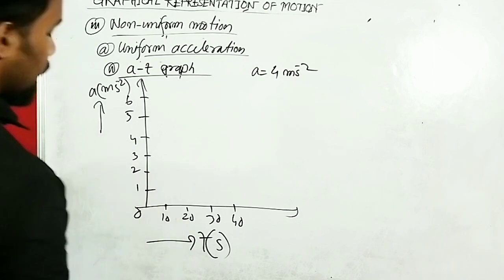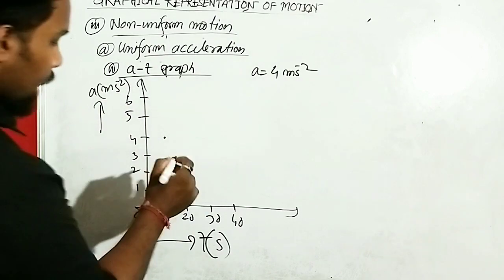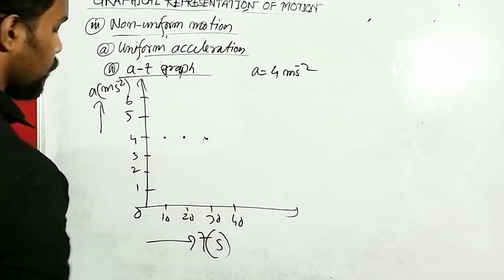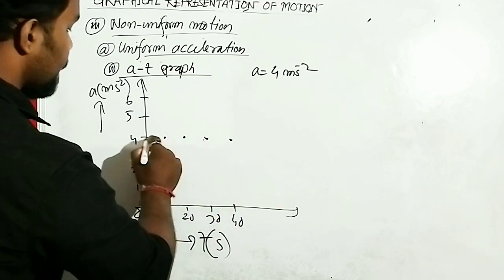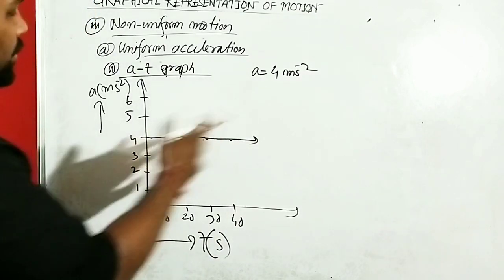that means at 10 seconds, it is going to have a value of 4 meter per second square. Right, at 20 seconds, it is going to have a value of 4 meter per second square. At 30, it is going to have 4 meter per second square, and at 40, it is going to have a value of 4 meter per second square. Again, if I draw a line, this line will represent the acceleration time graph.